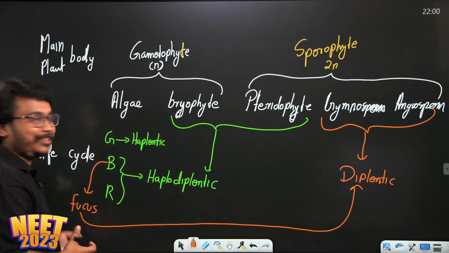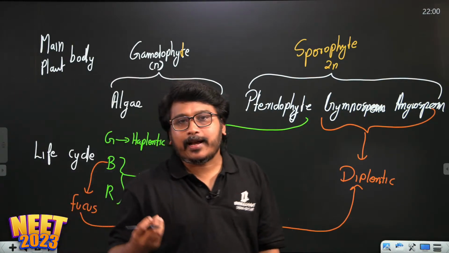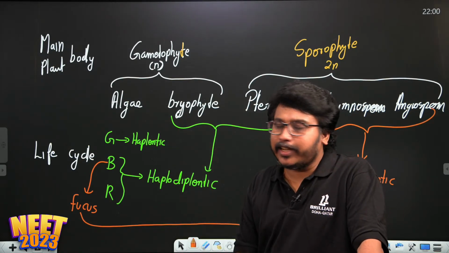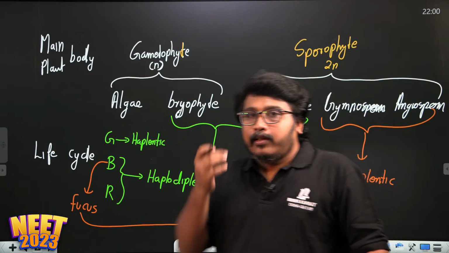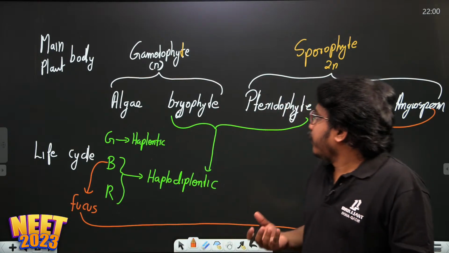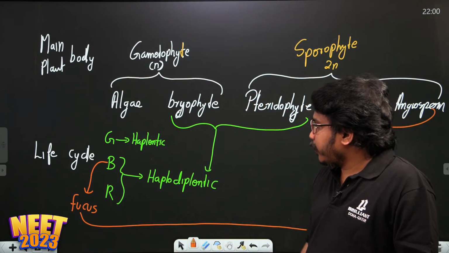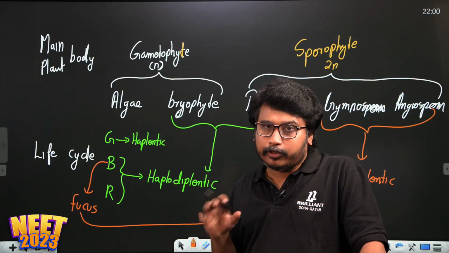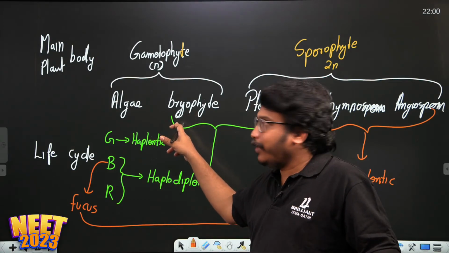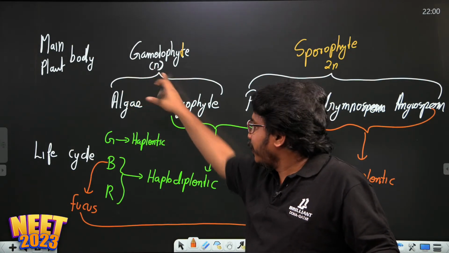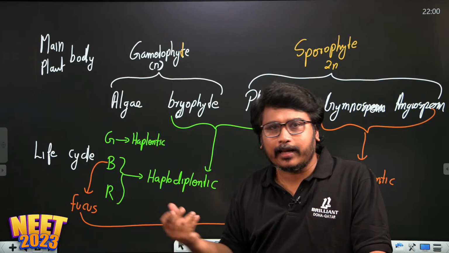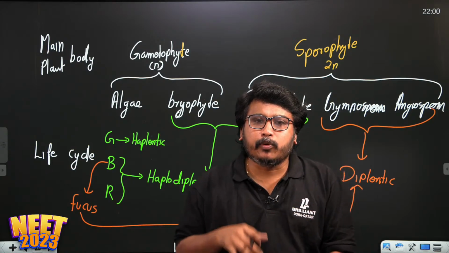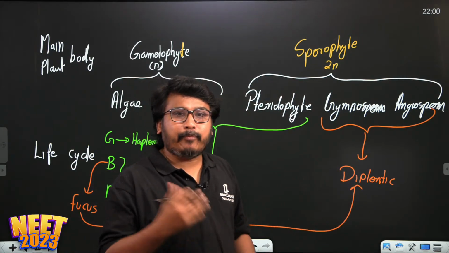So this is the shortcut. If you remember this, you can answer plenty of questions, and don't expect direct questions. For example, I am giving a statement. In Funaria, the main plant body is a gametophyte and they follow haplodiplontic life cycle. If such a statement is coming, you should understand Funaria belongs to Bryophyte, the main plant body is gametophyte, and they have haplodiplontic life cycle. Or else, in Pinus, the main plant body is a sporophyte and they have haplontic life cycle.